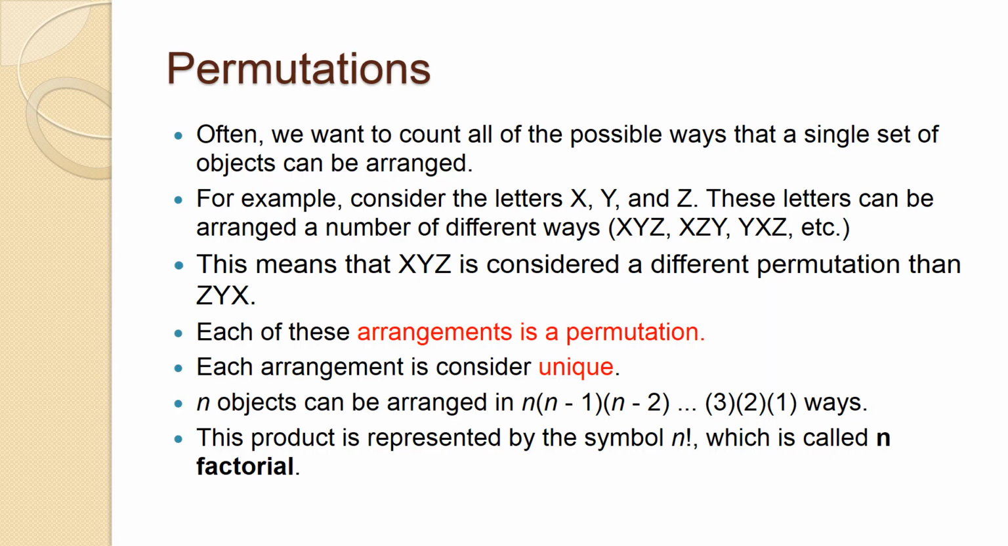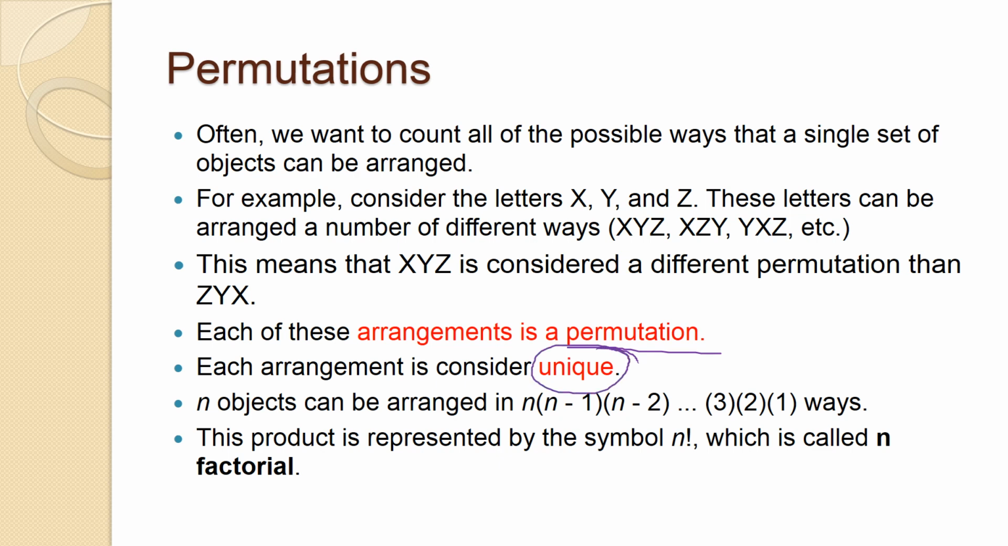So now let's talk about permutations. Let's just read these notes. Often we want to count all of the possible ways that a single set of objects can be arranged. For example, consider the letters X, Y, and Z. These letters can be arranged a number of different ways: X, Y, Z, X, Z, Y, Y, X, Z, etc. This means that X, Y, Z is considered a different permutation than Z, Y, X. Each of these arrangements is a permutation. Each arrangement is considered unique.